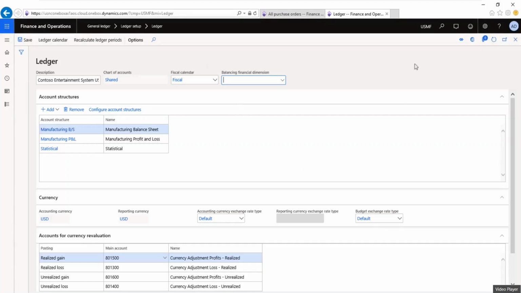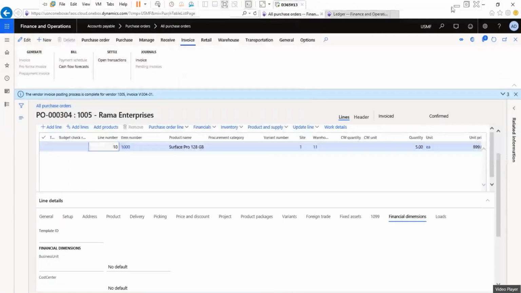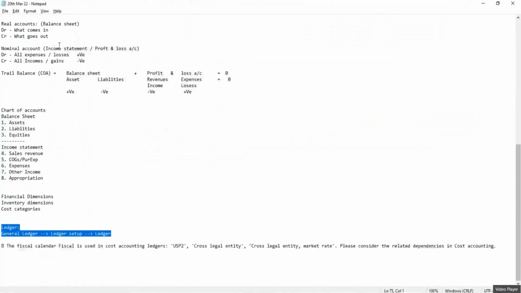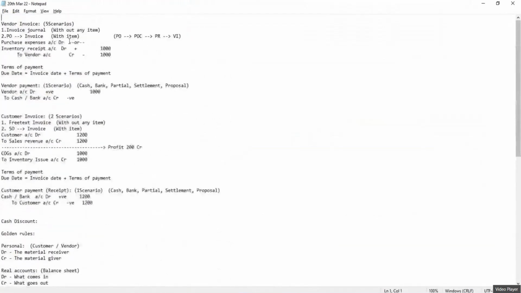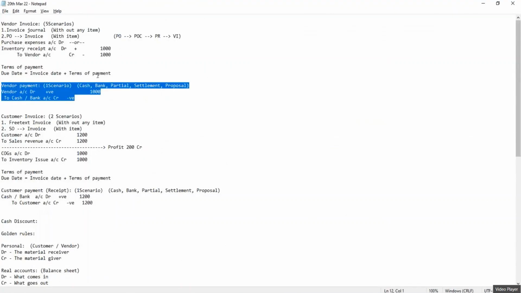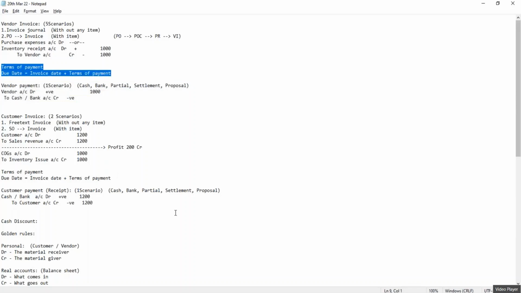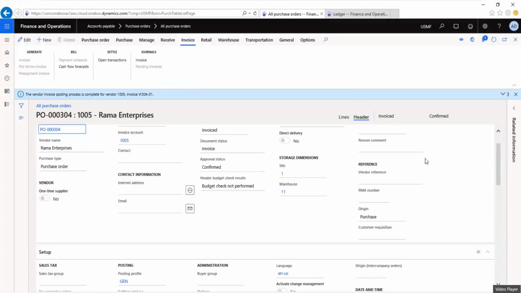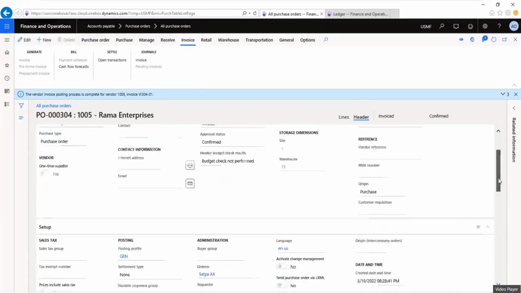Okay. Fine. So next, vendor invoice, two different methods we learned. And vendor payment, let us understand. Vendor payment, after terms of payment. While doing a purchase order or invoice, we can select terms of payment at the header level. In the header level, we can map terms of payment.